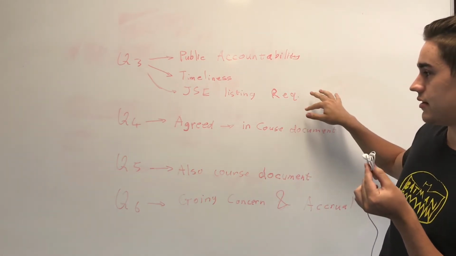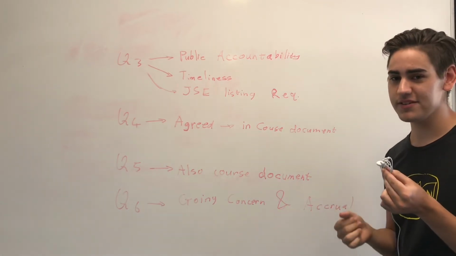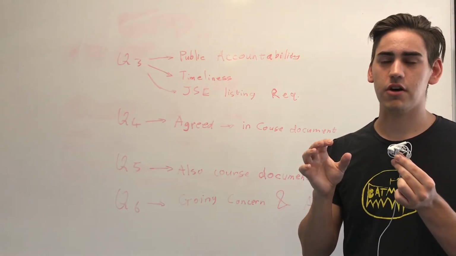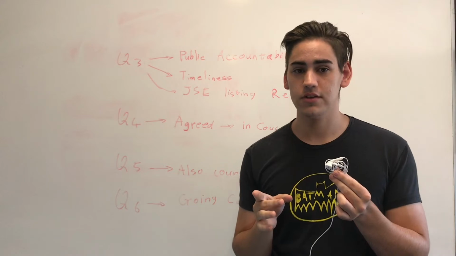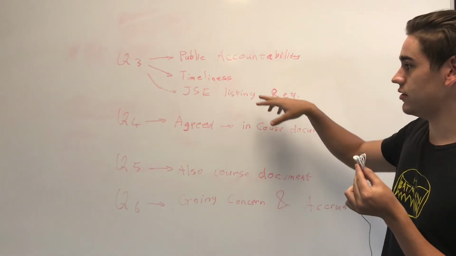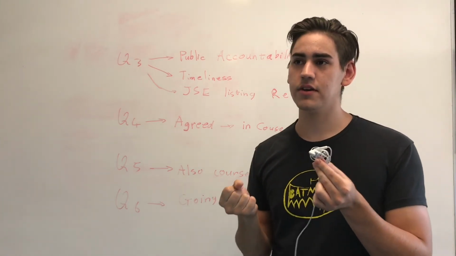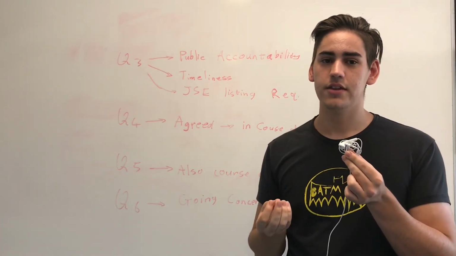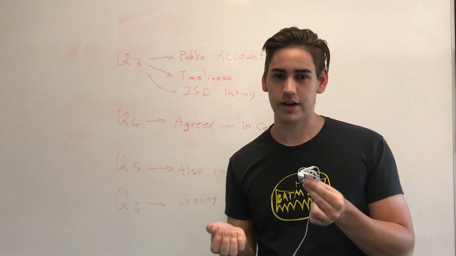Students often said it's a JSE listing requirement. This is partially right, but students are not showing that they understand the concept then. So they only got 1 out of the 2 marks. And then to get your 3rd mark, you need to address timeliness. Timeliness is a very important qualitative characteristic, but it's not a fundamental one. Therefore, the statement that it's the most important thing is not factually correct.